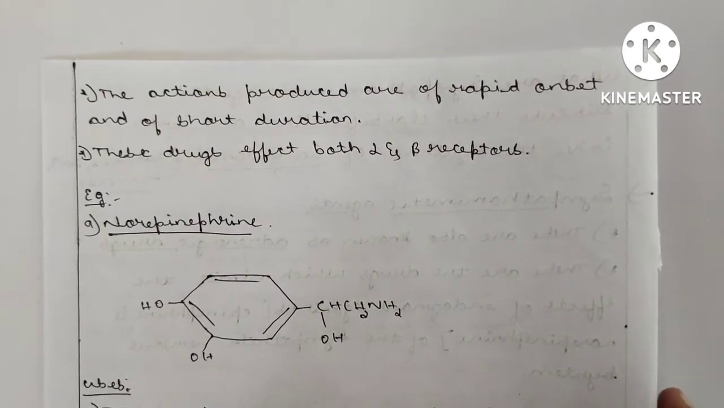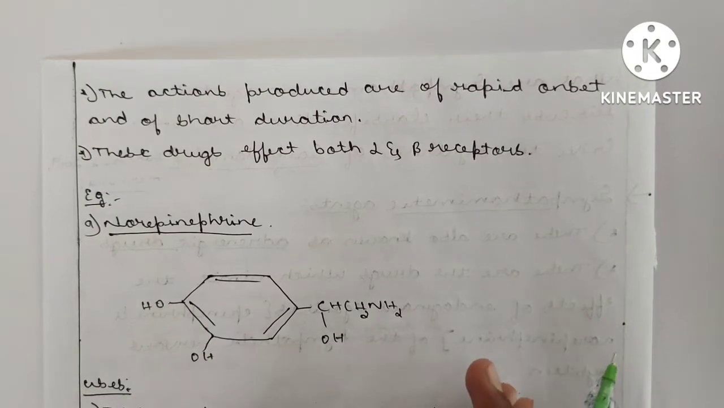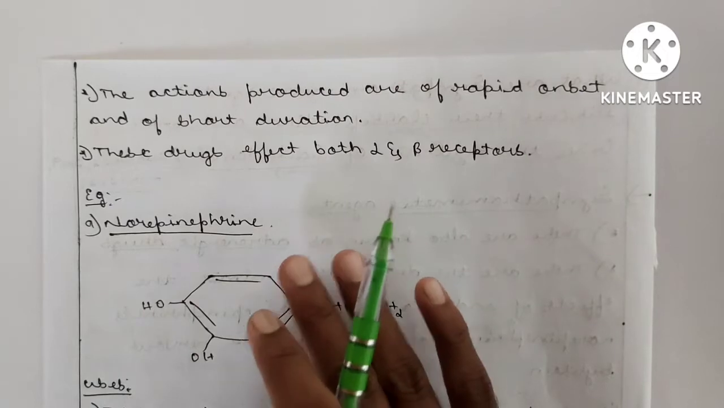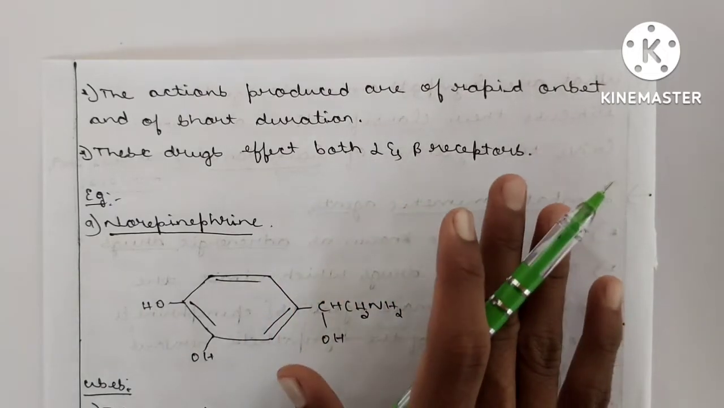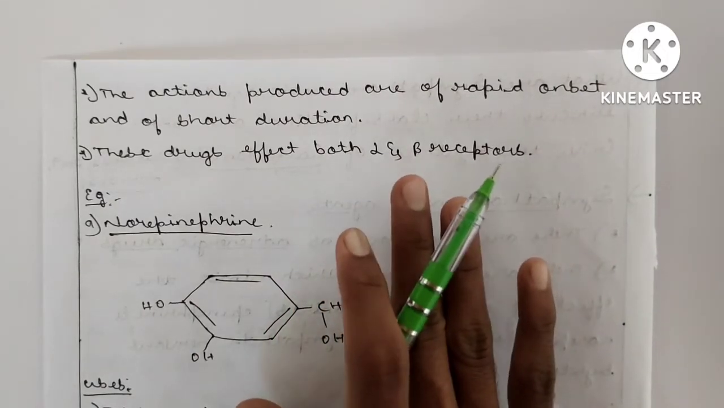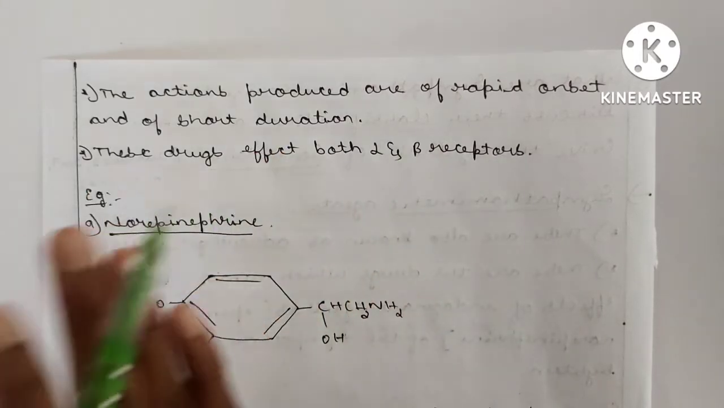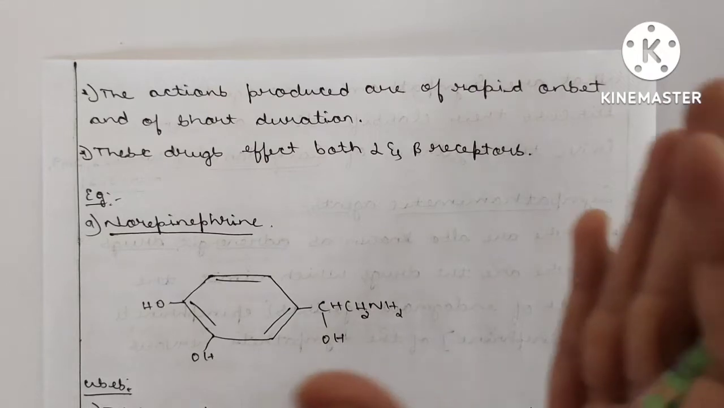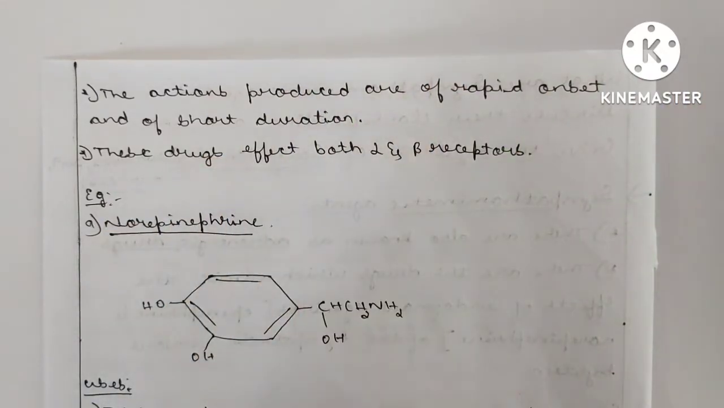The actions produced have rapid onset and short duration. See here, direct acting drugs have very short duration of action, very quick. These drugs affect both alpha and beta receptors. Both means these direct acting drugs act on both alpha type and beta type receptors.